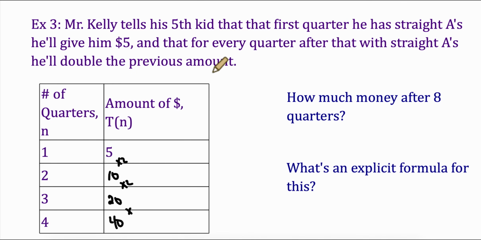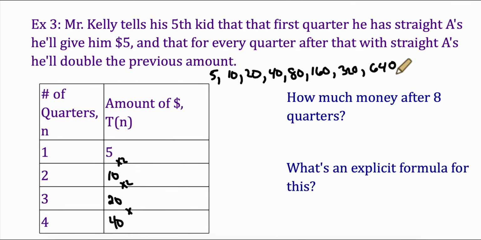Well, we could keep going right here, right? So I got 5, 10, 20, 40. So this is 1, 2, 3, 4. The fifth quarter would be 80, 6, 7th, and 8th quarter. So if he does 8 quarters in a row of straight A's, he'll get $640 for that quarter. That's pretty awesome. All right?